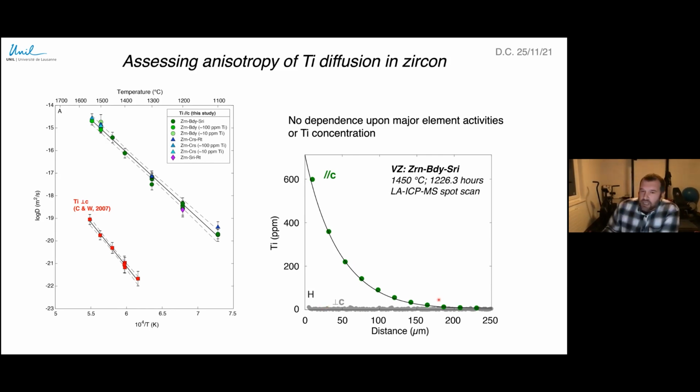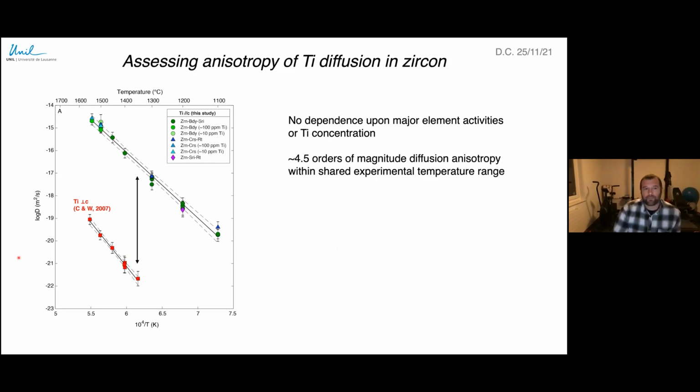And as you can see, parallel to the c-axis, we induce about a 200 micron profile, whereas perpendicular to the c-axis, this is too short to even really reliably pull out a diffusion coefficient. Now, this was an experiment run at 1450 degrees for almost 2 months. So it's pretty hot for a pretty long time, and we still get very, very little diffusion perpendicular to the c-axis. So we decided it probably wasn't worth doing a ton of these experiments, since, again, we were really just recreating this data set reported about 15 years ago.